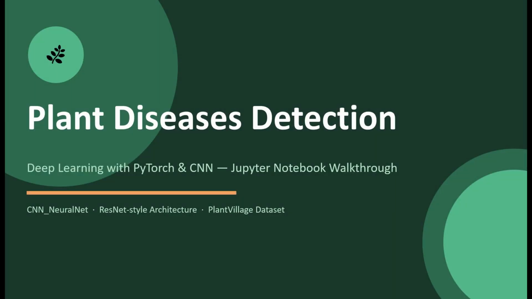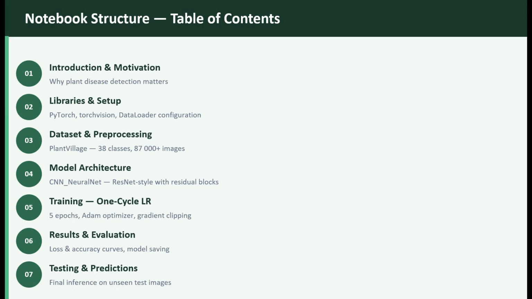Now we're going to walk through the complete deep learning part of the project. We will be using PyTorch, convolutional neural networks, and a ResNet-style architecture to classify plant diseases from images. Here's a quick overview of what we will cover. You can find more details in the report attached.